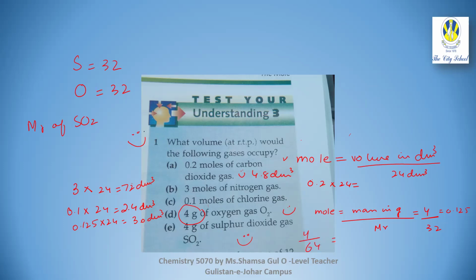So we add 32 plus 32? Sulfur is 32 plus 32, so that will be 64, right? But aren't there 2 oxygens? Yes, sulfur dioxide has 2. One oxygen is 16, I have written it wrong here. Sorry. So the Mr of sulfur dioxide is 64 actually. So is it 0.0625? Is the answer that? Yes. Very nice.